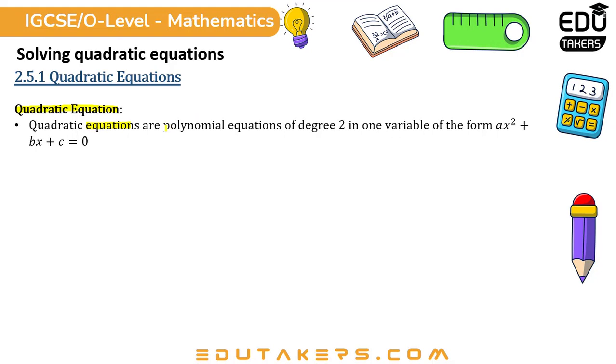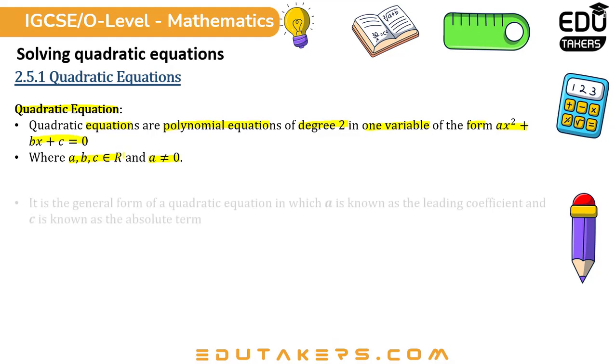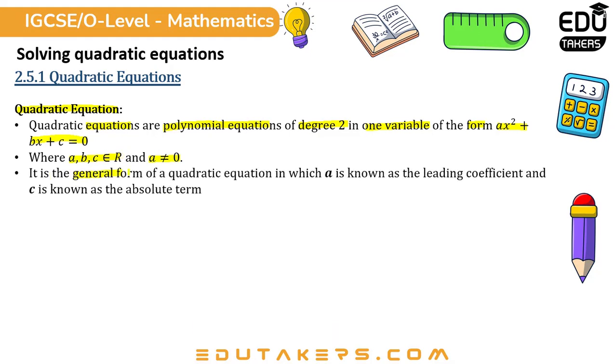Quadratic equations are polynomial equations of degree 2 in one variable of the form ax square plus bx plus c is equal to 0, where a, b, c belong to R and a is not equal to 0. This R is for real numbers. It is the general form of a quadratic equation in which a is known as the leading coefficient and c is known as the absolute term.